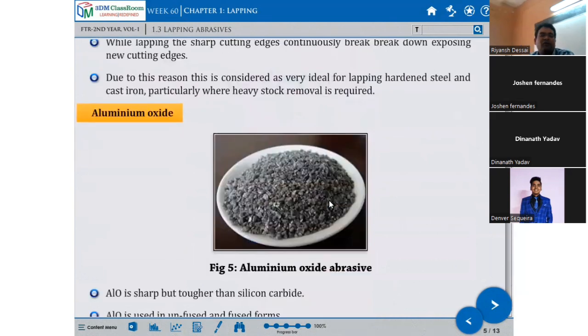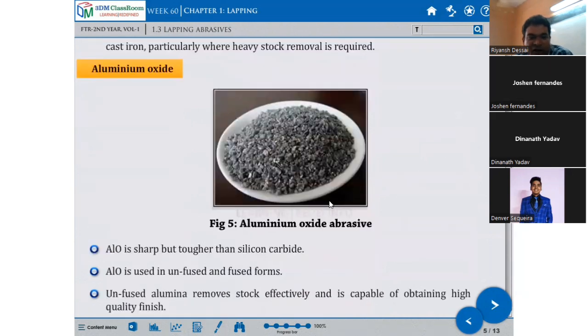After this, we have the next abrasive called aluminum oxide. Now, this aluminum oxide abrasive, Al2O3, is sharp but tougher than the silicon carbide. Whereas in silicon carbide, what happens? They are breaking down, cut after cut, sharp after sharp, and the process goes on continuously.